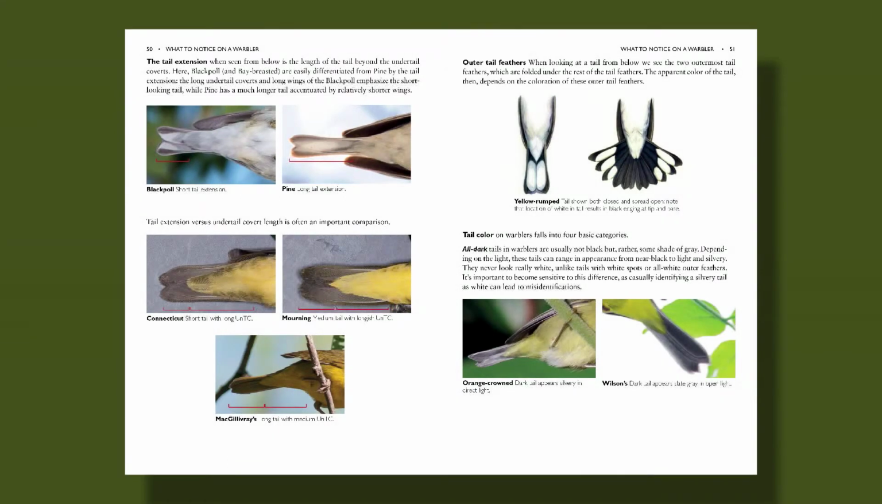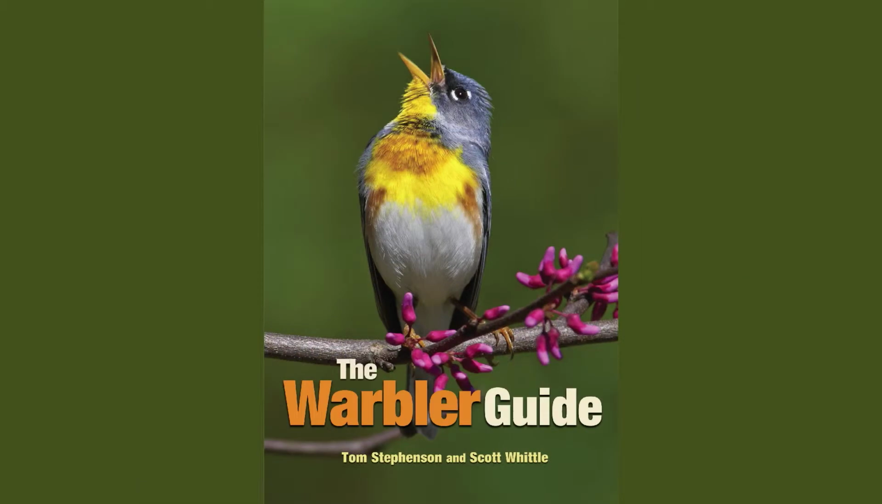These are just a few examples of the many details that we focus on in the What to Notice on a Warbler section. Our goal is to give the reader a thorough investigation of all the parts that they might be able to use when working on an identification, and ultimately to make them a better birder.